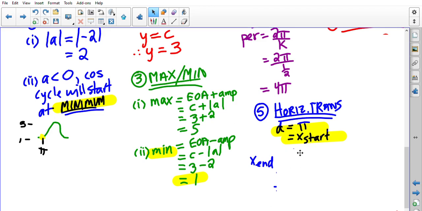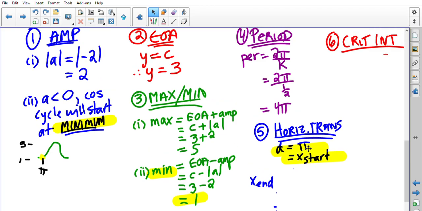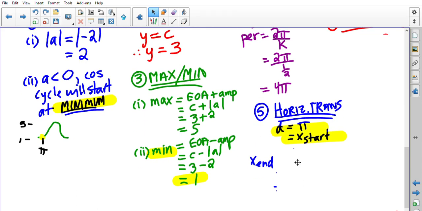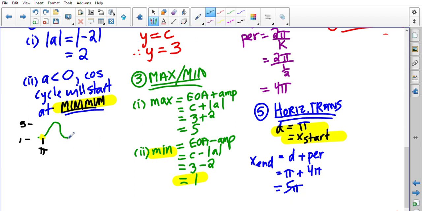Because I know this, now that I know the period and the start, I can add those two together to get the end of the cycle. So that's going to be d plus the period. So pi plus 4 pi, which means I'm going to end at 5 pi over here.